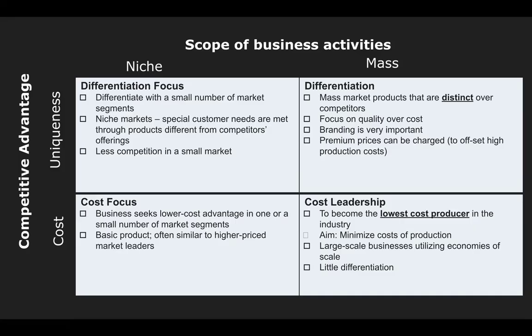To the right of that, I'm still focusing on uniqueness, but I'm now in a mass market. So we're looking at mass market products that are distinct over competitors, focusing again on quality over cost. Now, cost is always important. Don't get me wrong, businesses are not just not focusing on cost. However, the quality is really important. Branding is very important. We oftentimes charge premium prices to offset those higher production costs. I will say both have the ability to charge premium pricing, which is an advantage.